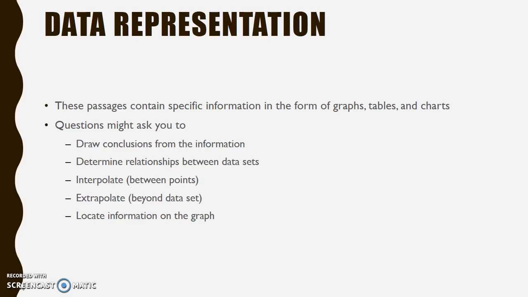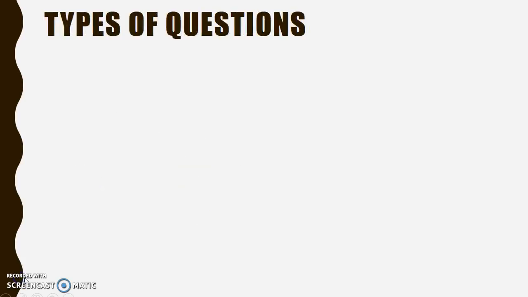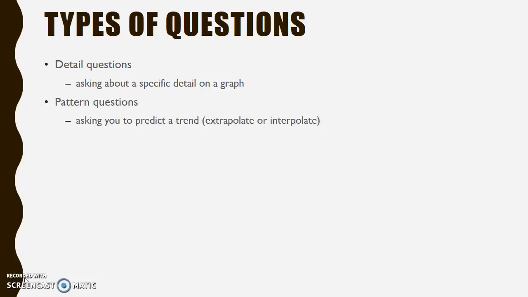Before we go on, let's review the 5 types of questions that we may come across. Our first type of question is a detail question. These questions will ask you to find a specific point on the graph. Our second type is a pattern question. These will ask you to predict a trend. These are our extrapolation and interpolation questions. An inference question will ask you to draw conclusions about the data that you see presented to you.